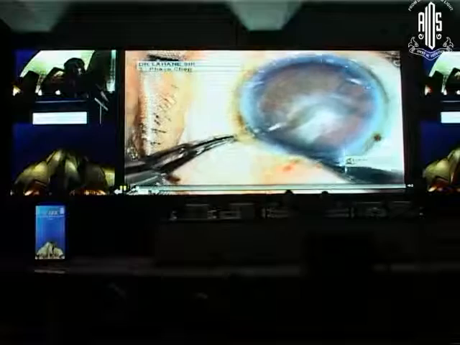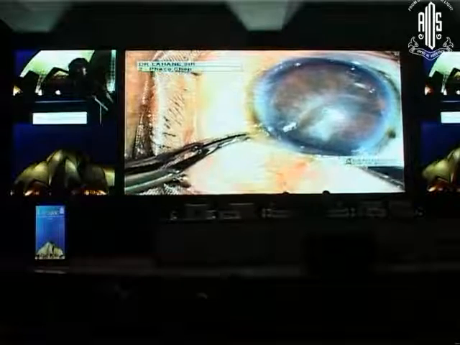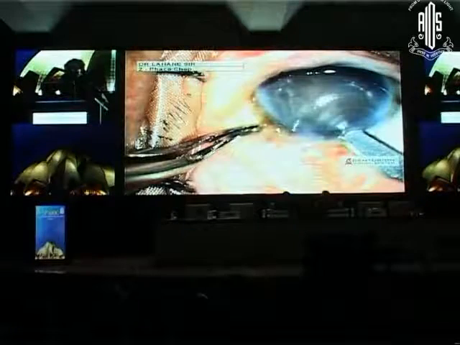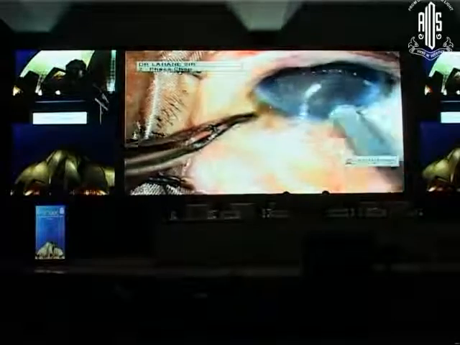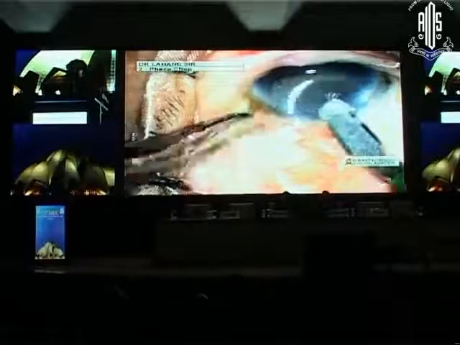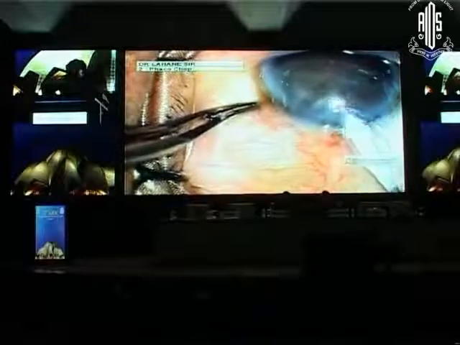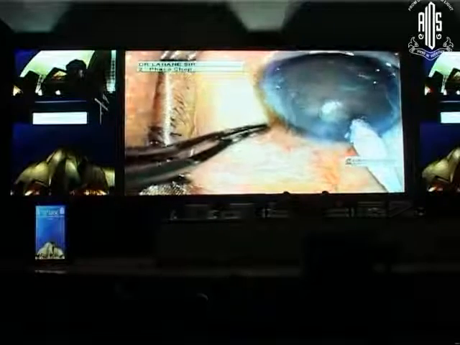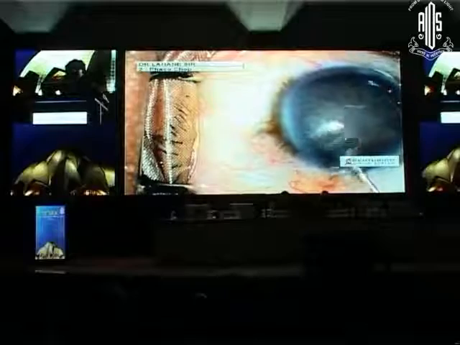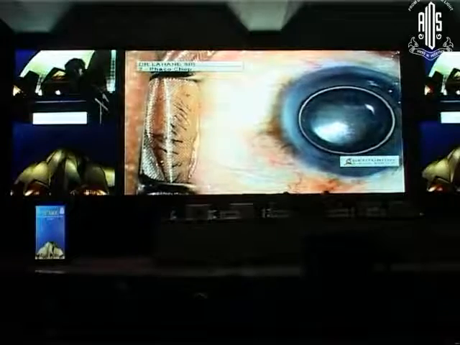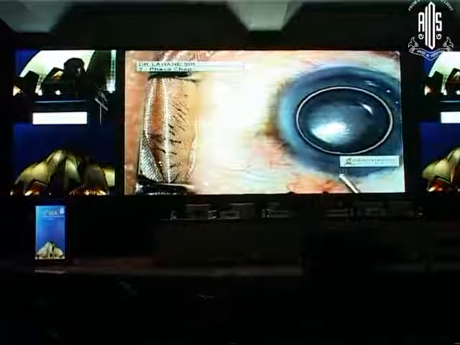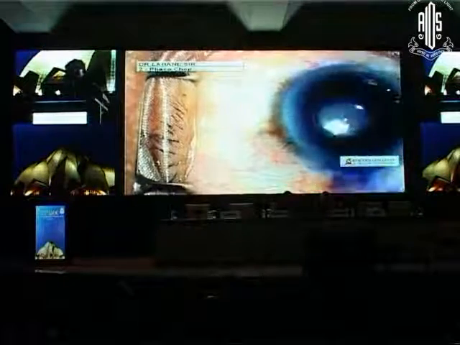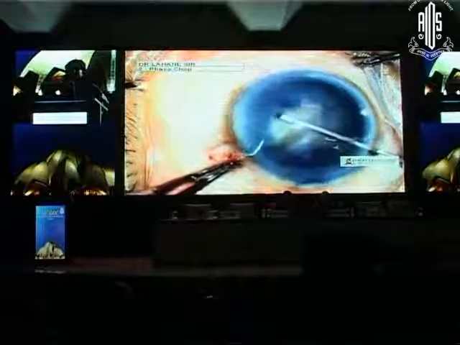Okay, so this is a case where we can see some of the techniques as we saw earlier. So you make a tunnel. A corneal tunnel is made by using a crescent and a 3.2. You have to remember that square incisional geometry is very, very important for making the tunnel, to get rid of astigmatism.